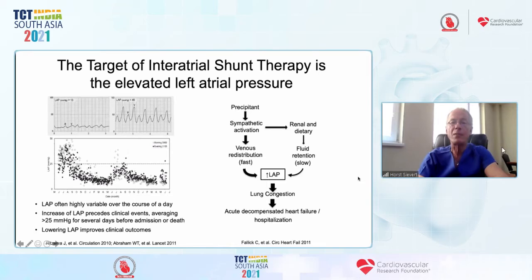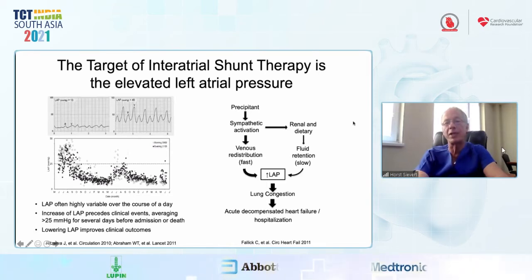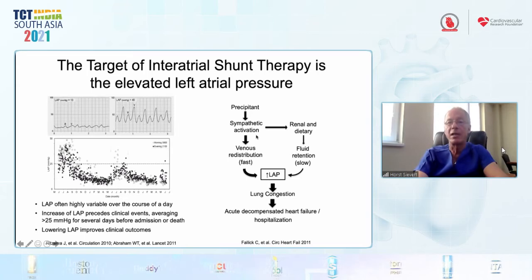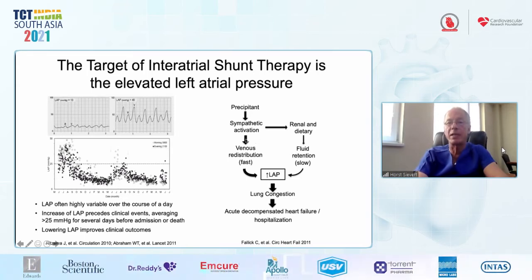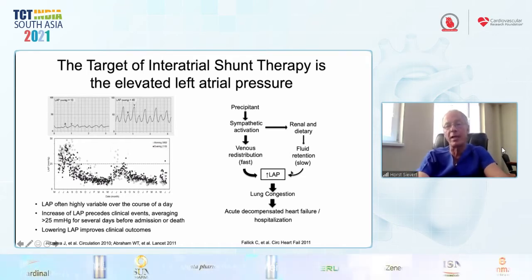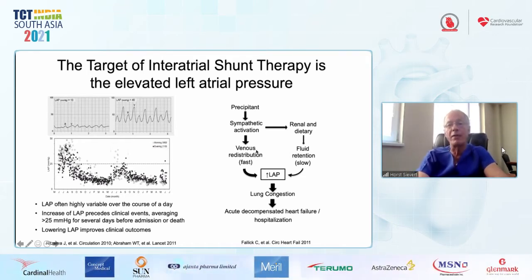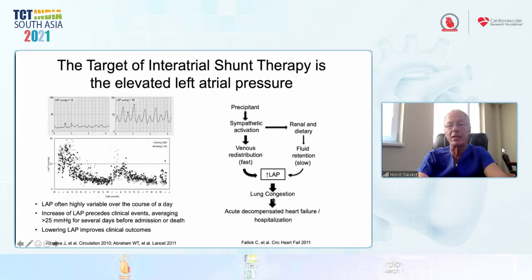The problem is always the elevated left atrial pressure, and this is something which is true for all forms of heart failure. It's created by sympathetic activity, which then results in fluid retention, which is the slow mechanism of increased LAP, or by venous redistribution. This is more the effect in diastolic heart failure, and this finally results in lung congestion.